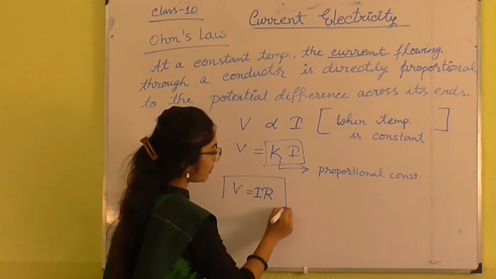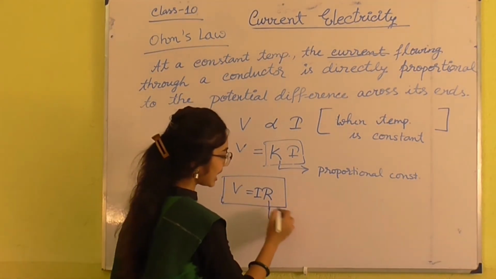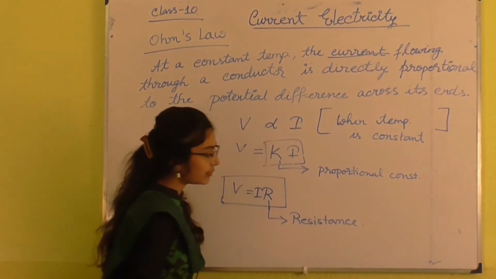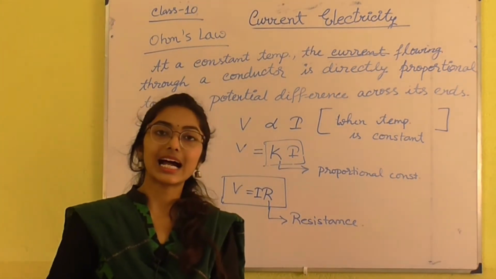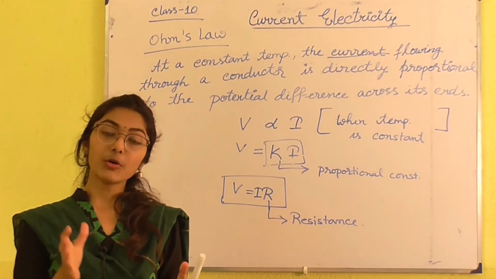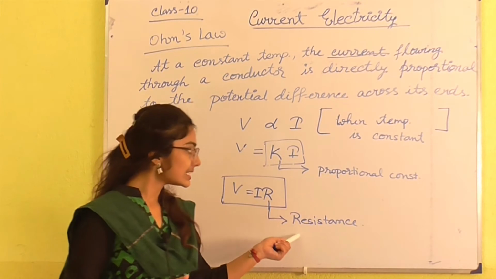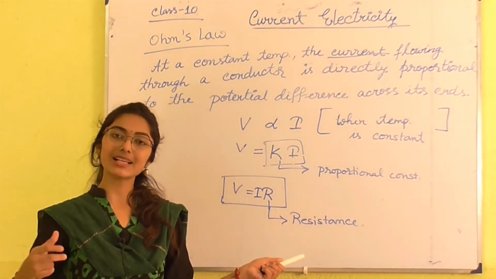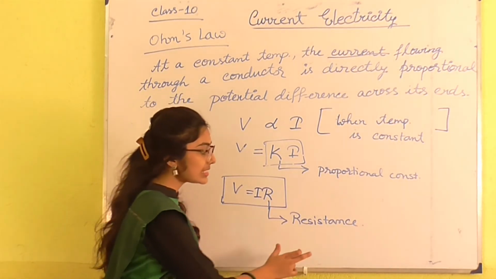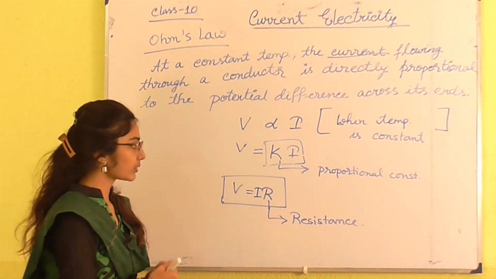So the mathematical form of Ohm's law is V is equal to IR, where R is basically the resistance. In every electrical circuit, there is a term known as resistance. The function of this term is to oppose the electric current. So resistance does not help the current to pass through the conductor. It always tries to resist the current from passing through the conductor.